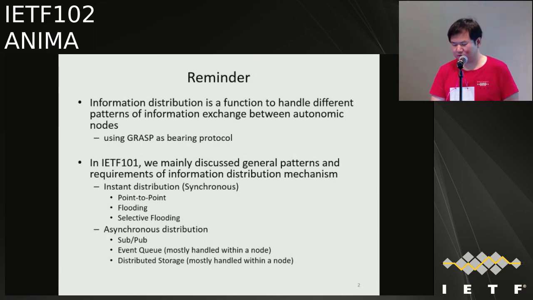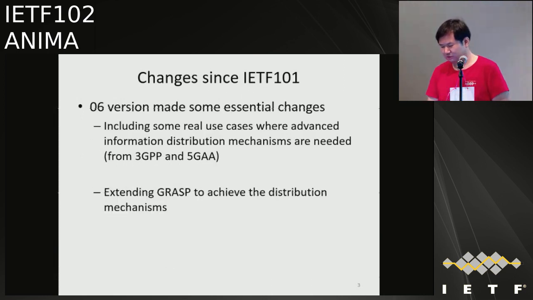And for the last two, event queue and distributed storage, they are mostly some sophisticated handling within the node, and maybe the subpub interface is already enough for them in terms of interface. And for the new version, in order to explain the abstract requirement, especially for the event queue and distributed storage, we include some reference scenarios that could potentially use the information distribution mechanism. They are mainly from 3GPP 5G scenarios and 5G AA. And another part is we give some specific definition to extend GRASP.